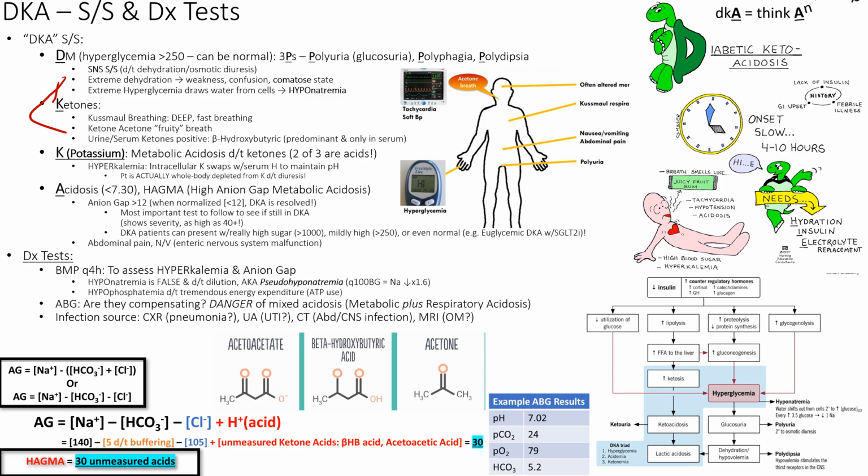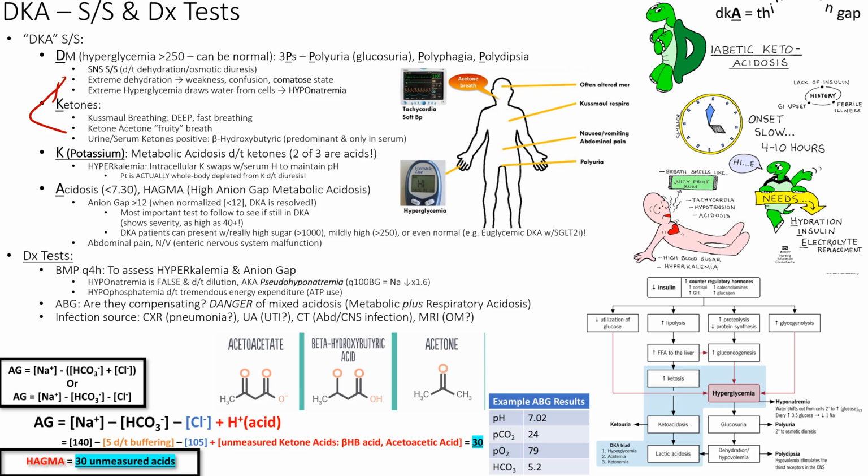How do you know they're out of DKA? They're not making ketones anymore, right? Yes, you could measure whether ketones are present, but the anion gap lets you measure exactly how many there are. They had 36 before, and now we have 12. 12 is normal as far as our anion gap goes.